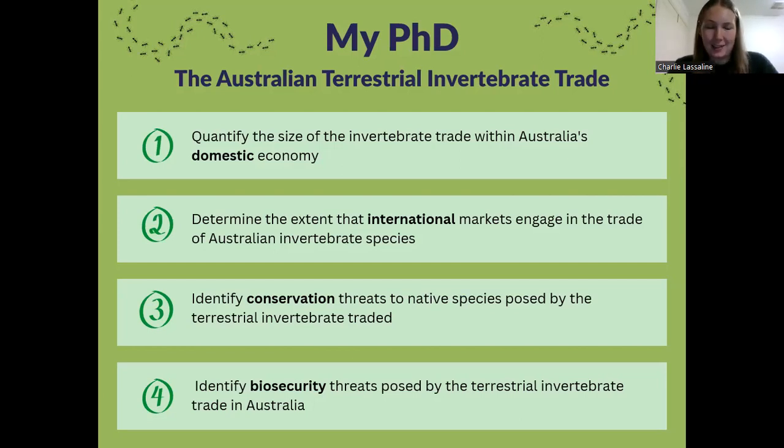So that species accumulation curve that I showed you earlier, I hope to eventually get that to reach a plateau, so collect as much data as possible. I want to determine the extent that international markets engage in the trade of Australian species. So looking at what Australian species are being seized at the borders of other countries, and also what species are being seized when people attempt to import them into Australia too. I want to identify the conservation threats to native species that's posed by this trade, and identify further biosecurity threats that's posed by the trade.